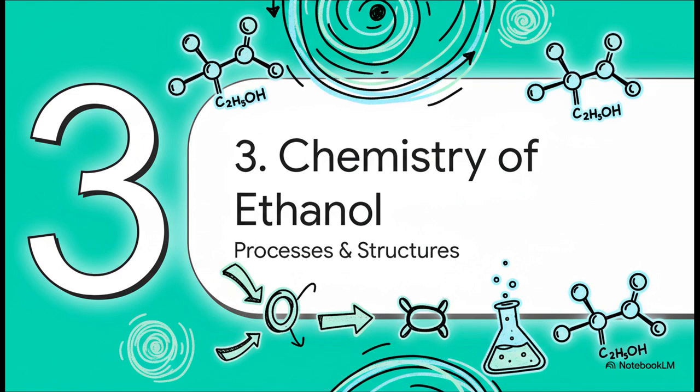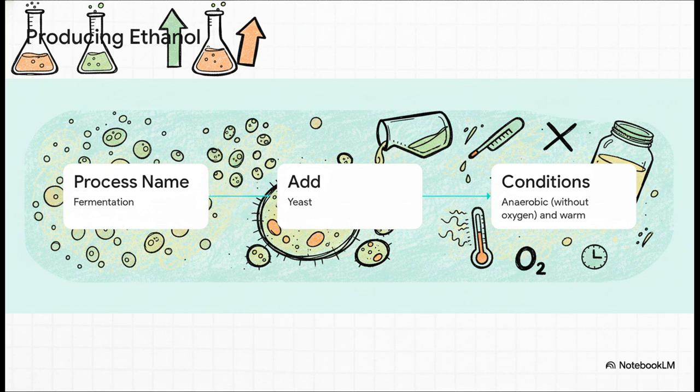This is where you get to show off your understanding of how these chemicals are made and how they react. This one's a 3 marker, which means we need to provide 3 key pieces of information. Think of it like a recipe. How do you make ethanol from sugar? Point 1, the process is called fermentation. Point 2, you need to add yeast. And for point 3, you need the right conditions: anaerobic, which just means without oxygen, and warm.